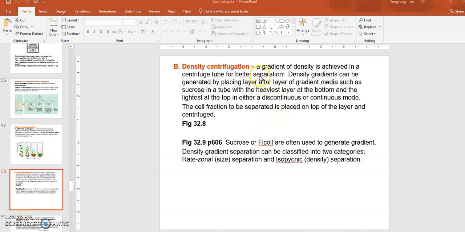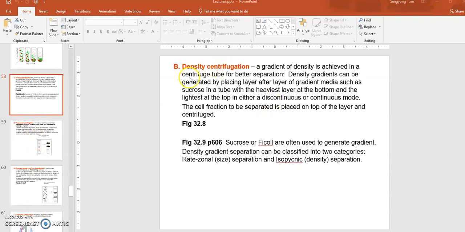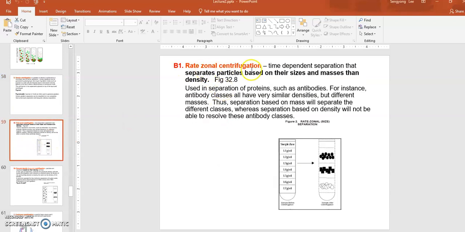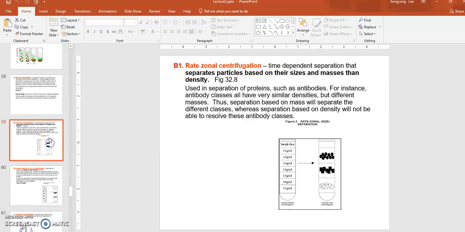Then your sample will end up at the place where it has the same density as one of those layers. So that's what density centrifugation is. It depends on the density difference that you will separate out your molecule. So that's the example. And the density centrifugation method can be divided into rate zonal centrifugation and isopycnic density centrifugation.